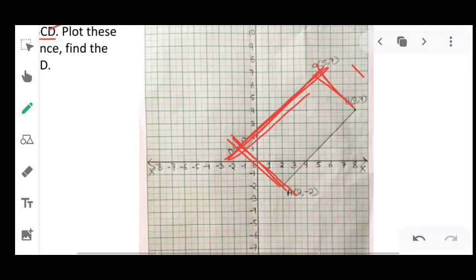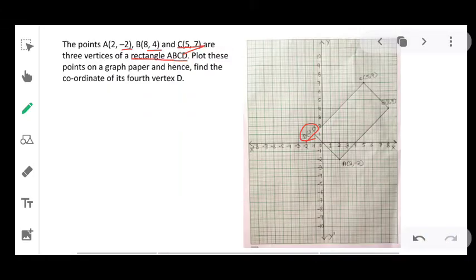Now these two lines intersect at a point, that is D. So these two lines intersect at this point, and the coordinate of this point is (-1, 1). So the coordinates of its fourth vertex D will be (-1, 1). Clear?